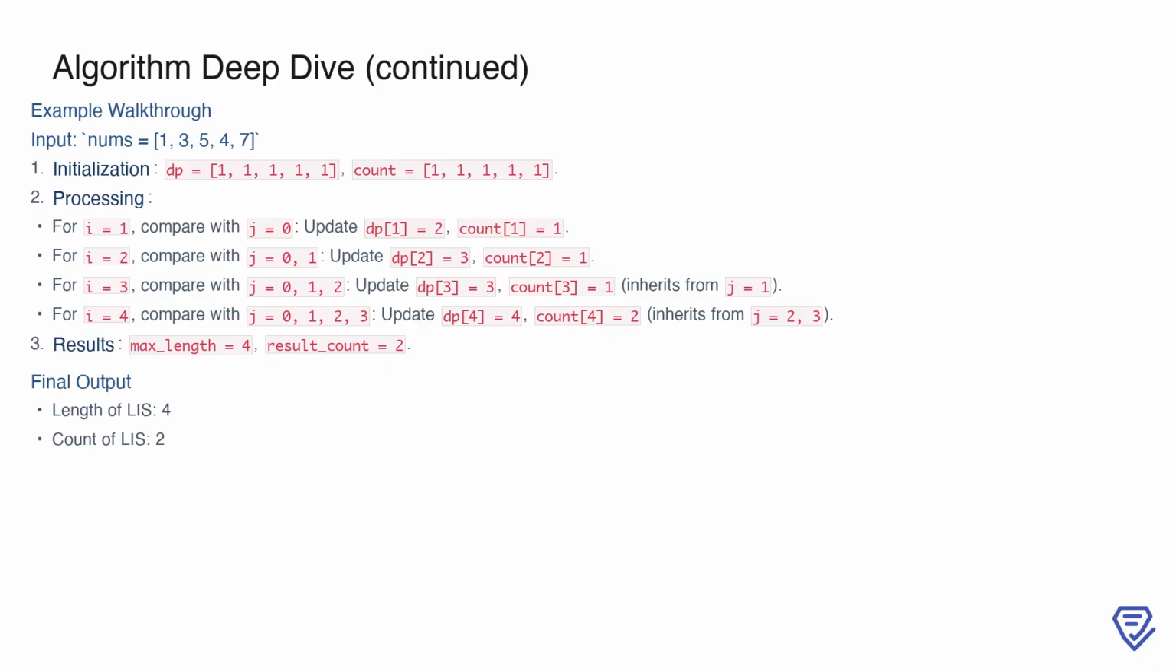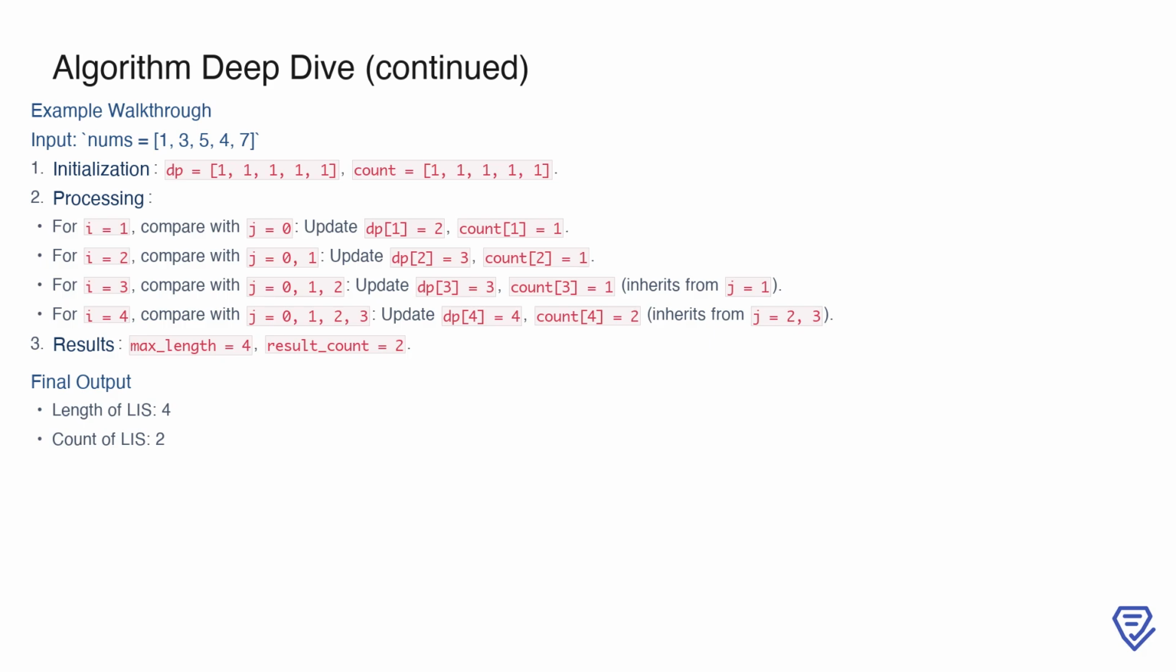For i equals 2, comparing with j equals 0 and j equals 1, the value 5 extends the LIS to length 3, so DP[2] becomes 3 and count[2] remains 1. For i equals 3, the value 4 extends the subsequence from j equals 0 and j equals 1, updating DP[3] to 3 and count[3] to 1.